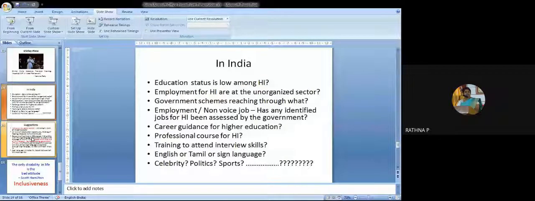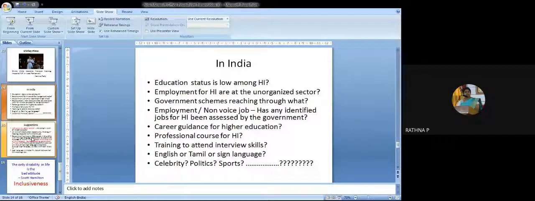So in India, I have a lot of questions. Though I have gathered a lot of information with my research, I have a lot of questions about the India situation. Education status is low among hearing impaired. It is not only hearing impaired, it is disabled people all over. Employment for hearing impaired is in the unorganized sector. It is not even in the government sector. To get into the government sector, we have to identify their jobs, what jobs they can do, and assess in what way they can do them.